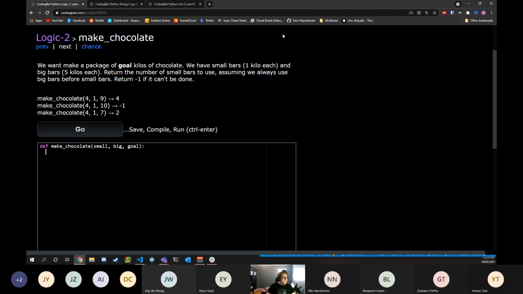Apologies, I'm a fool. So what I'm going to do first is I'm going to check the goal, and I'm going to find out how many big bars I can subtract. So the first thing I need to find out is how many big bars possibly could I want to subtract.